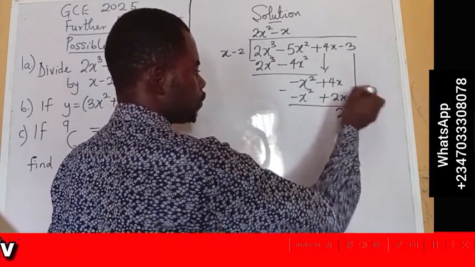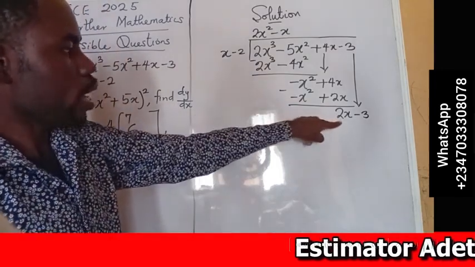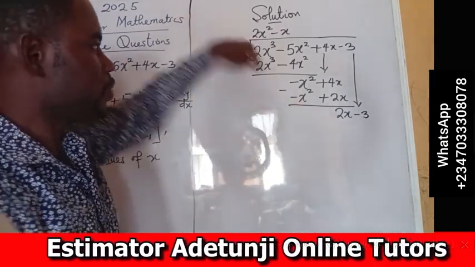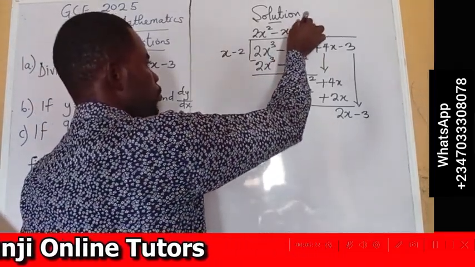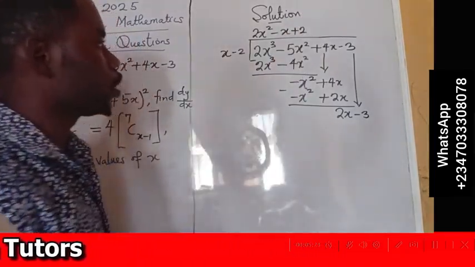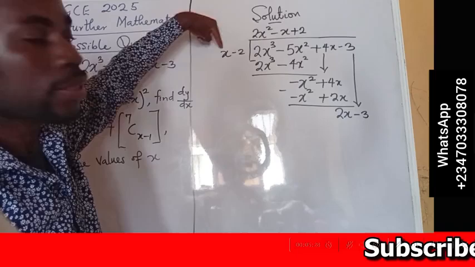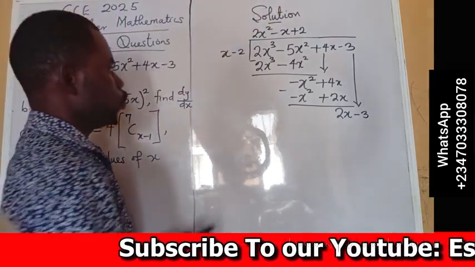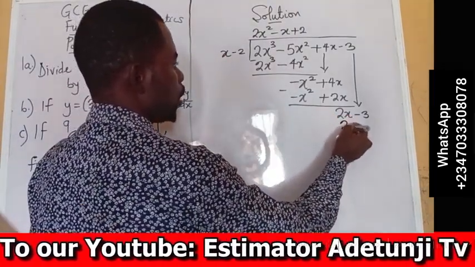So negative 3. Now here we go for the last time. 2x divided by x will give us positive 2. So now let's use it to multiply. Positive 2 multiplied by x, what are we going to have? We are going to have 2x.